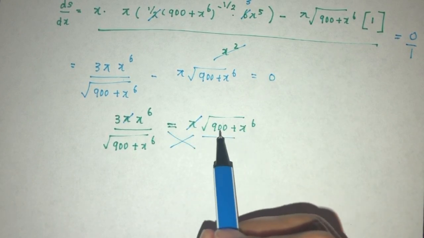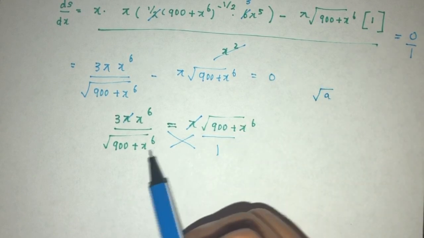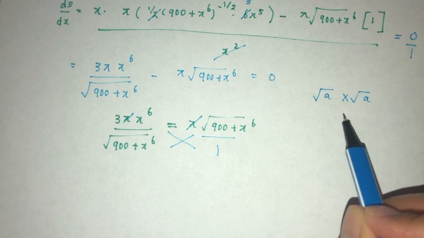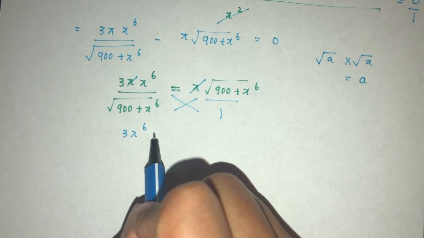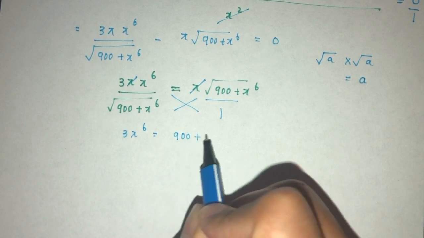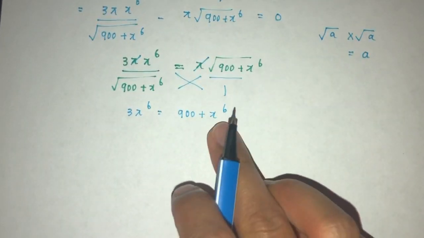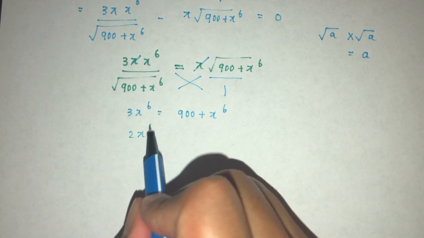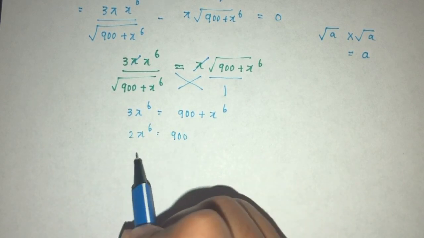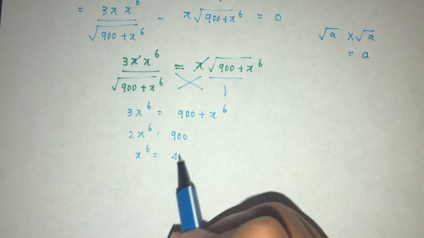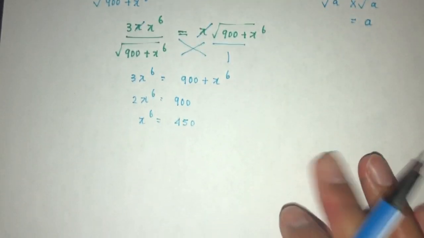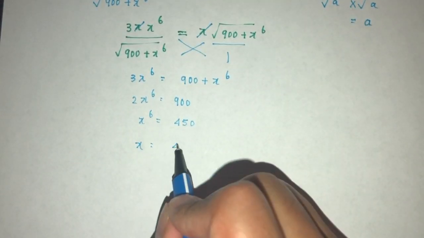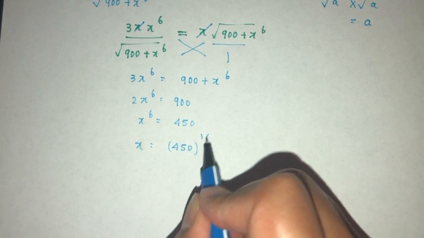Now, if you realize, let's say this value inside is a. When you have root of a multiplied by root of a, that will give you the value of a, for example. So same idea here. You will have 3x to the power 6, and that will give you 900 plus x to the power 6. Now we can send this over here. You will have 2x to the power 6 equals 900. x to the power 6 will be 450. Let's check. 900 divided by 2 is 450. So finally, the value of x will be 450 to the power 1 over 6.